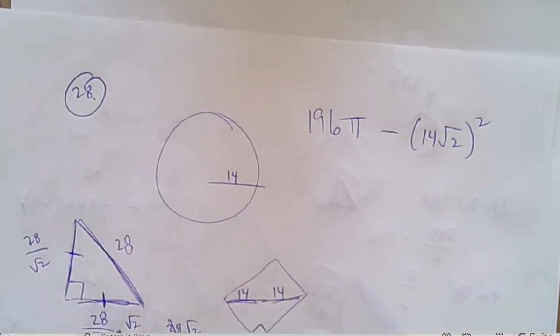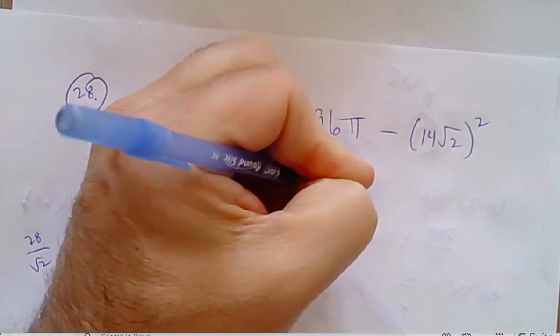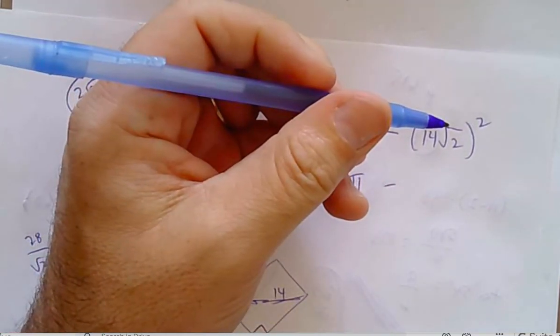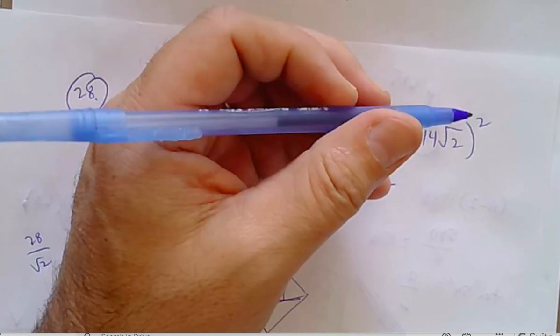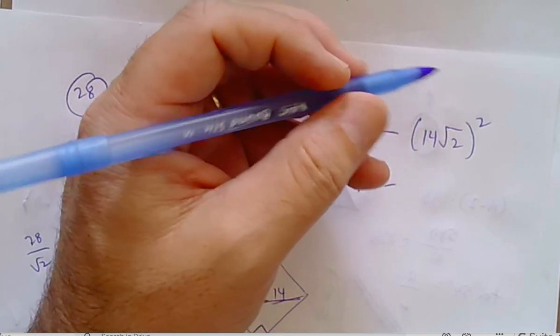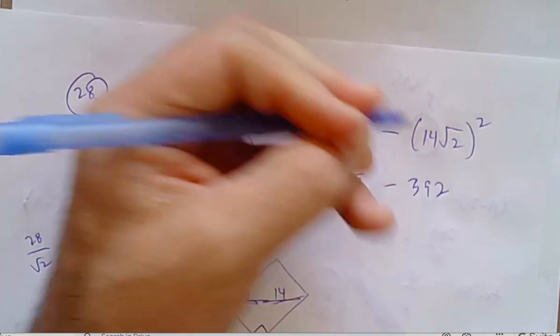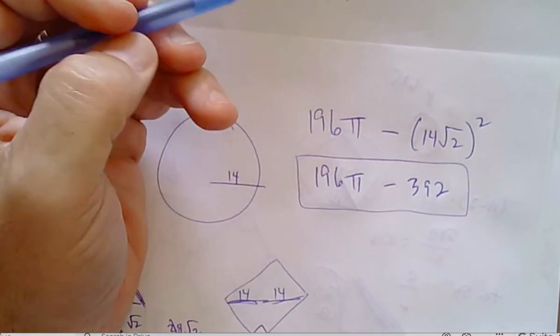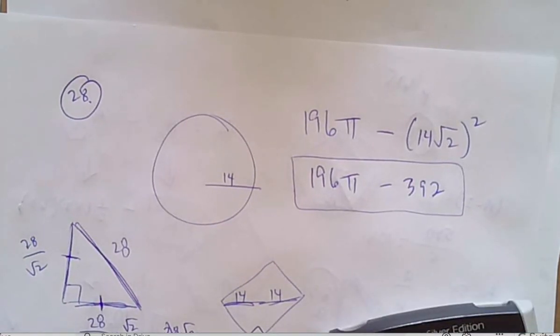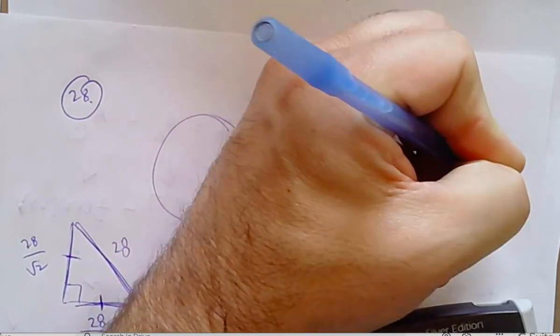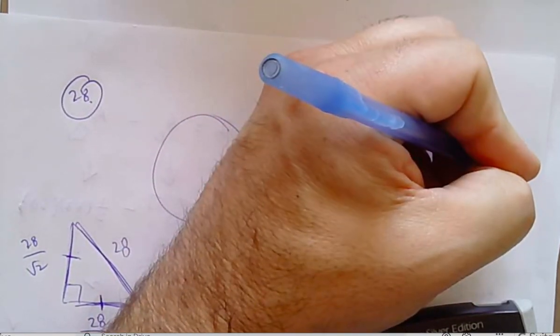Use your calculator, type it out. What's 14 radical 2 squared? Using your calculator, that would be 392, right? That's the answer I would really want to see. Perhaps you aren't comfortable with that, but some people just prefer the decimal. And again, for now, I'm okay with that.